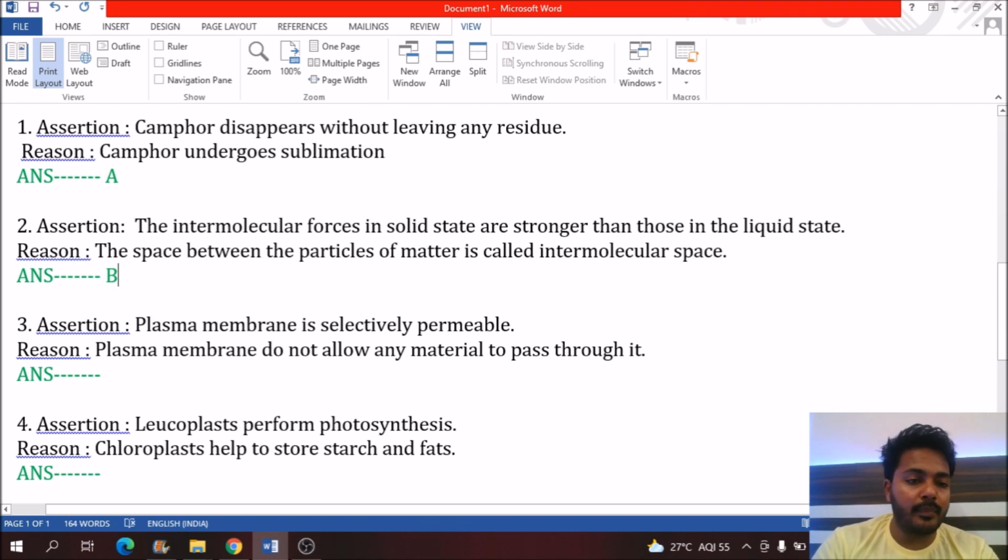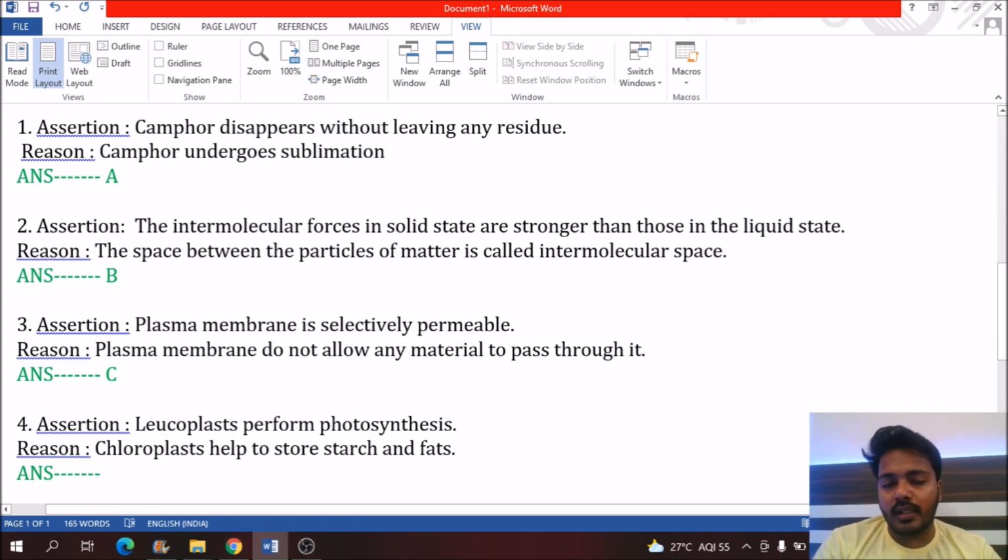Now read question number 3. The assertion is: plasma membrane is selectively permeable. Selectively permeable means the plasma membrane allows only selective material to pass in or out through the membrane. Now the reason is: plasma membrane does not allow any material to pass through it. By reading them, we can confirm this statement is wrong. So option C is the correct answer because in this question the assertion is correct but the reason is false.